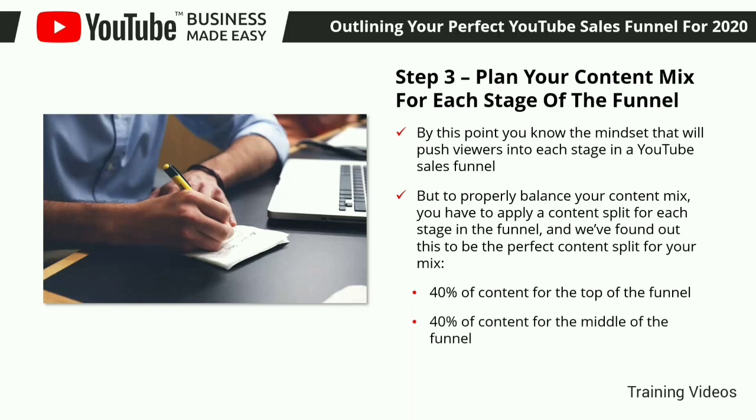40% of content for the middle of the funnel. This means that another 40% of your content will be intended to showcase your products in a context that is familiar to your audience, using storytelling techniques. 20% of content for the bottom of the funnel. This means that the last 20% of your content will be intended to encourage your viewers to take action, or at the very least, to find your product videos if they're actively researching them. And that's it, folks. You can design an agency-level sales funnel for your YouTube business in 3 simple steps, guaranteed.